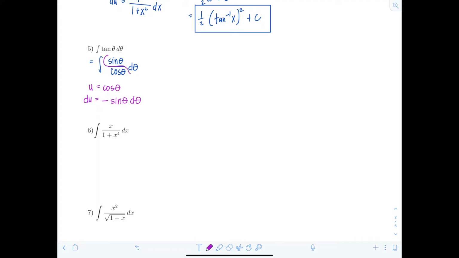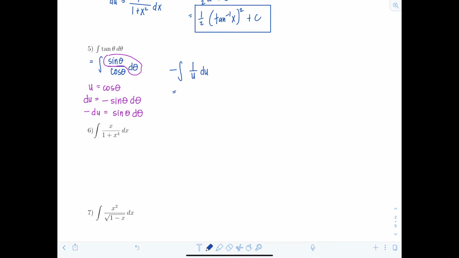Okay, do you see that? Don't worry about the negative. We can deal with that. So negative du is sine theta d theta, excuse me. Okay, so du cannot be in the denominator. All right, so now let's rewrite our integral in terms of u. So I'm going to have the integral 1 over u du, and let's put the negative out here.